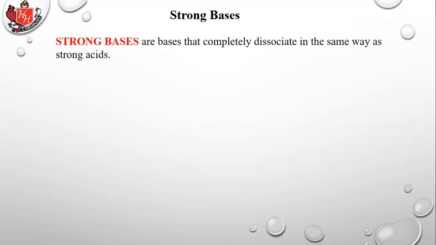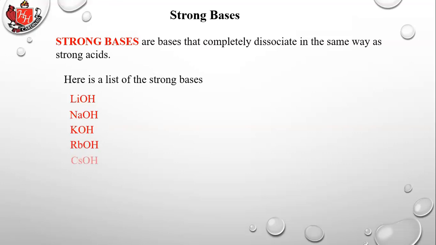Strong bases are bases that completely dissociate in the same way as strong acids. So 100% of strong bases, when you put a strong base in water solution, will produce a hydroxide ion, an OH-. So here is a list of the strong bases. Lithium hydroxide, sodium hydroxide, potassium hydroxide, rubidium hydroxide, cesium hydroxide. Now those are all in the alkali metal column, the far left column on the periodic table, and then the next column to the right is calcium hydroxide, strontium hydroxide, and barium hydroxide.